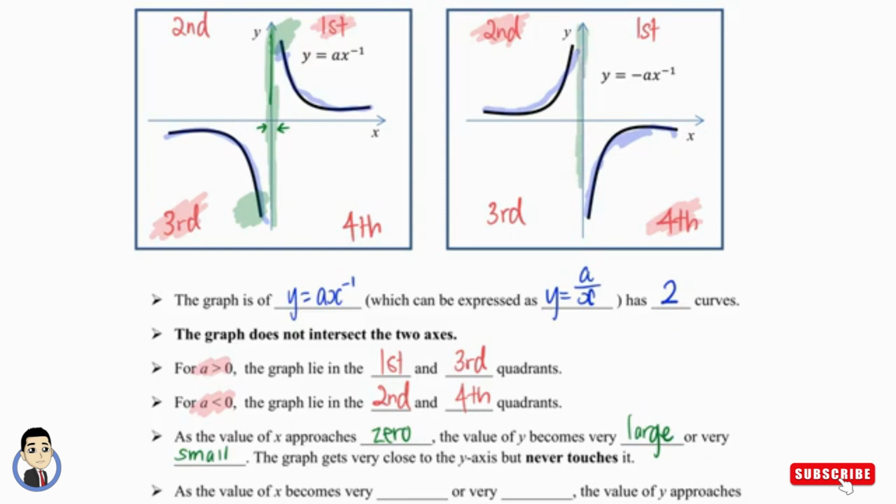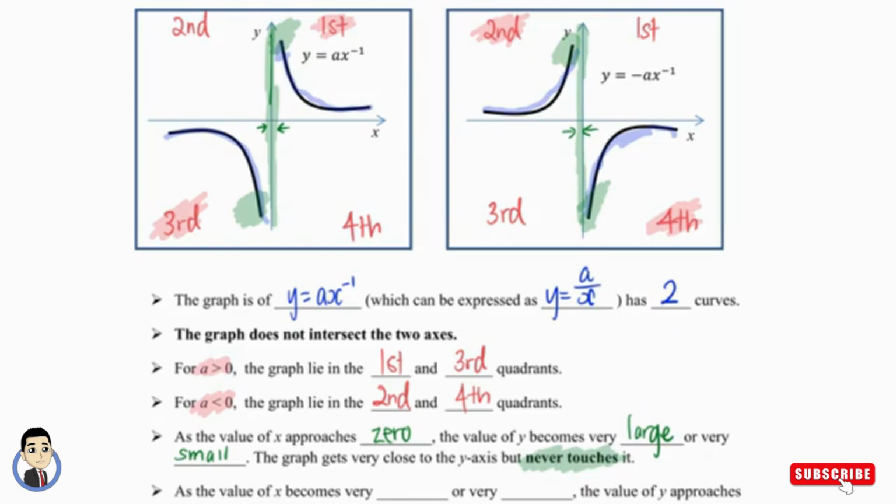Same goes for this also, you see. This is the y-axis, right? Then when X is going towards 0, meaning here and here, you do see that it either goes very, very large here in the second quadrant for the case where A is negative, or here the value of y becomes very, very small. But here's the catch. It never touches the y-axis.